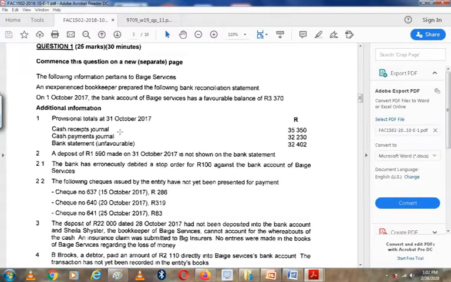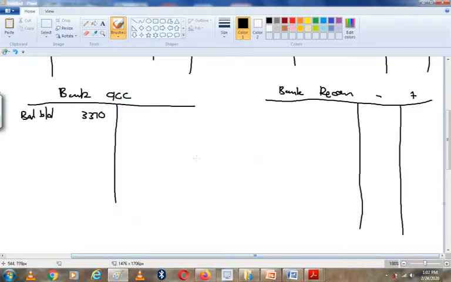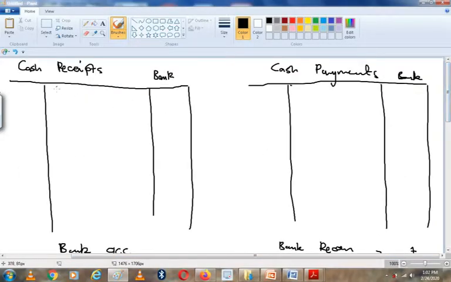Provisional totals at 31 October 2017. Cash receipts journal 35,000. Cash payments journal 32,230. Right, so you just go and narrate them as subtotals. Here, in your cash receipts, you write subtotal, and then you write 35,350, and then in your cash payments subtotal 32,230. Right. Remember, in the cash receipts, we record all monies that are coming into the organization as cash.